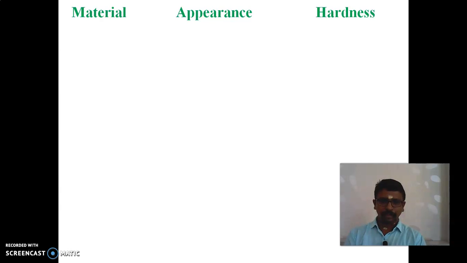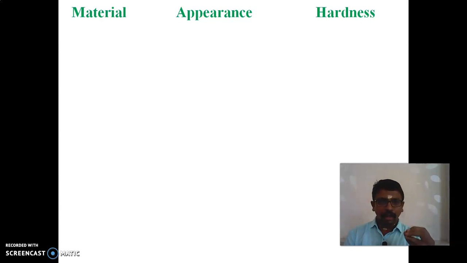First, let me take some materials. In these materials, we have to identify the appearance, whether it will be shiny or dull. Shiny means we can call it lustrous. Lustrous means the substance or material's appearance looks shiny, that is known as lustrous.